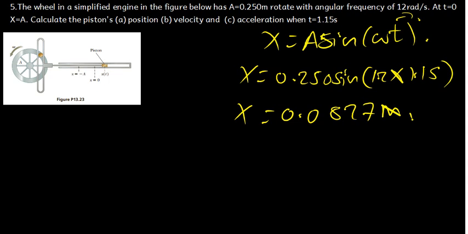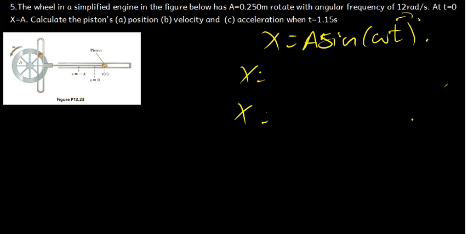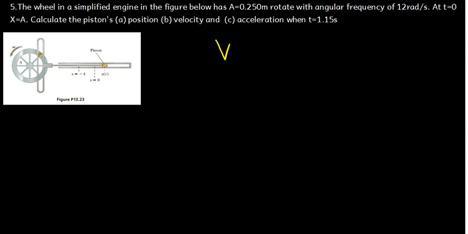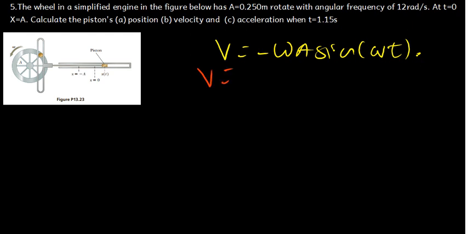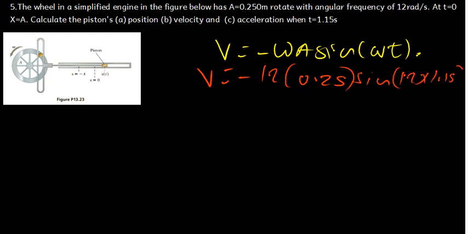For part B, we have the velocity. We know that the formula for finding the velocity is v as a function of t, given by negative this. These are the formulas. If you want to know more about how these formulas come about, you can check out the video where I explained how to derive the equations of simple harmonic motion. So we have negative 12 times the a, which is 0.25, and then sine of 12 times 1.15. Make sure your calculator is in rad. So I have 12 times 0.25 sine, open brackets, 12 times 1.15. Answer. I'm getting negative 2.83 meters per second. That is my velocity.